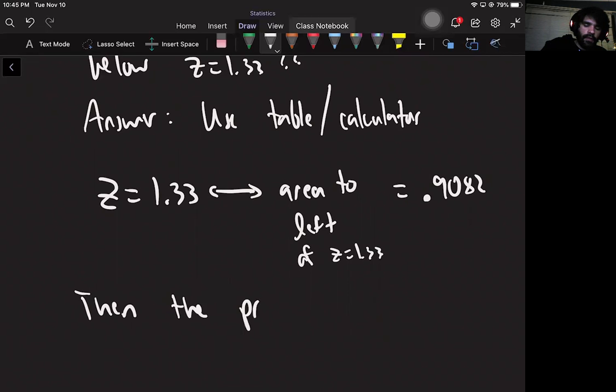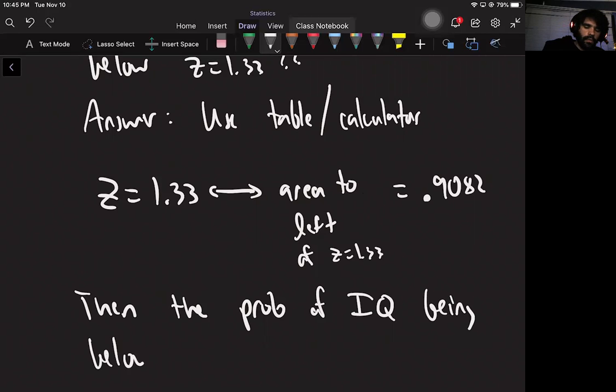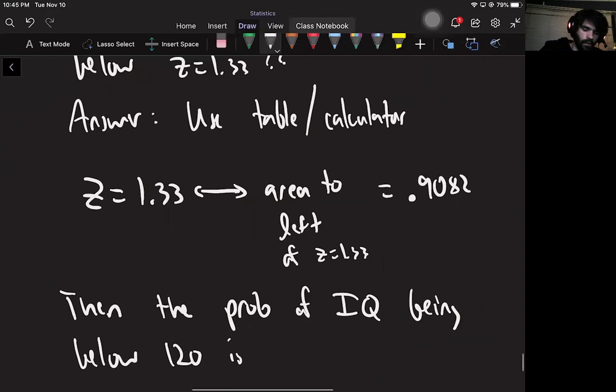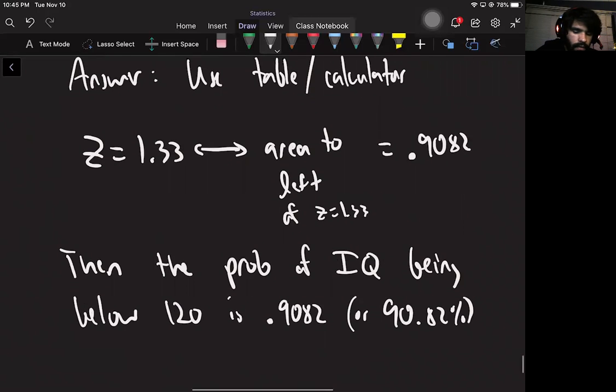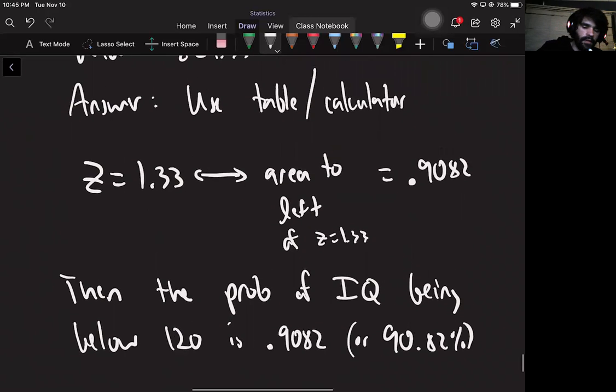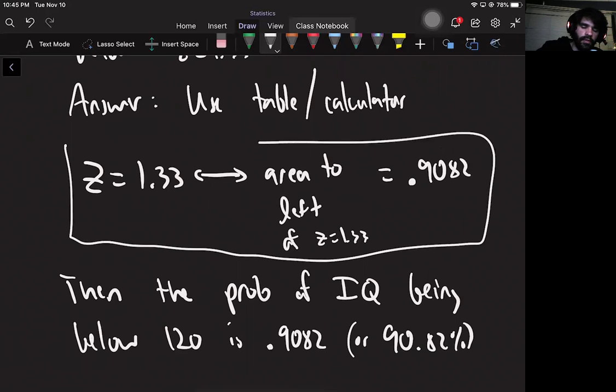So then the probability of IQ being below 120 is this exact same number. And if you want, you could answer it as a percentage. You could change this into a percentage, which would be 90.82%. Some people like percentages better when they talk about probability. That's fine too. Okay, so then this is the key, but it's just sort of a mystery until I give you the link. But yeah.